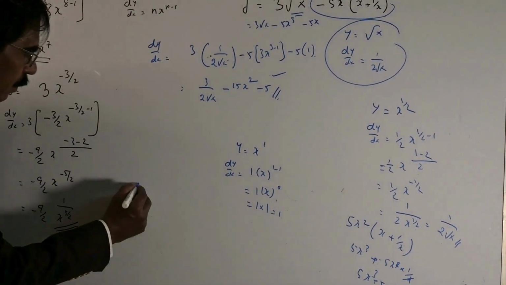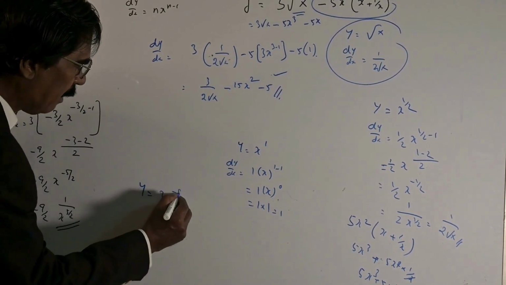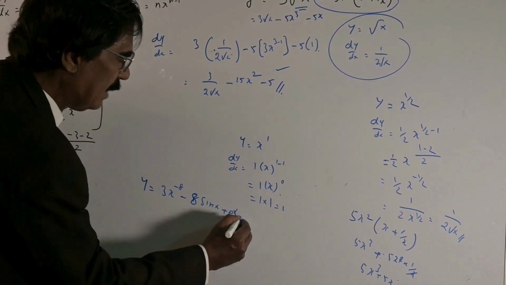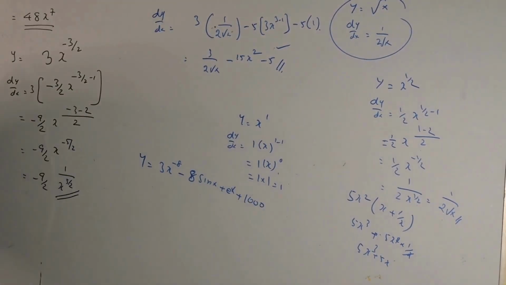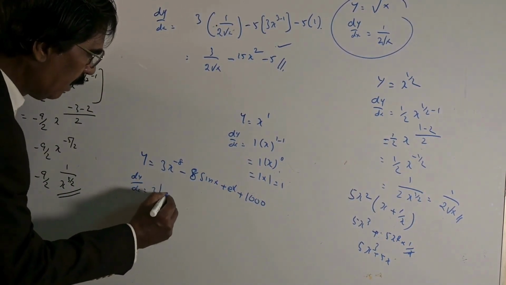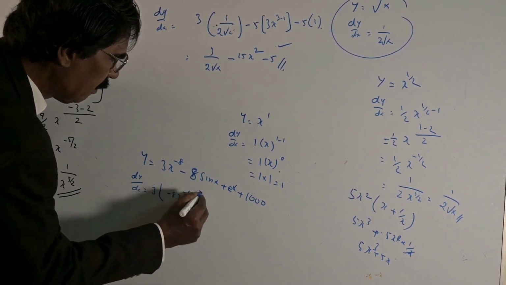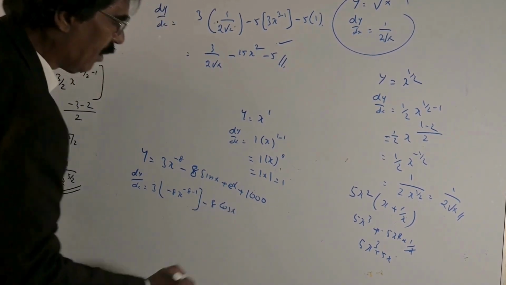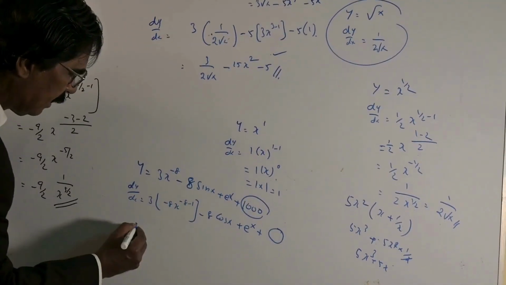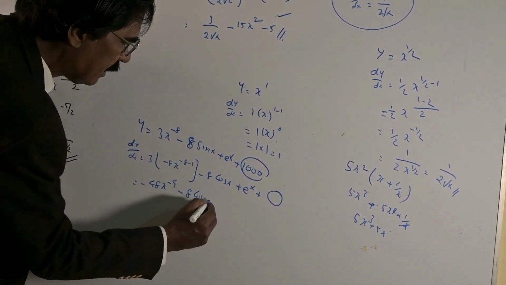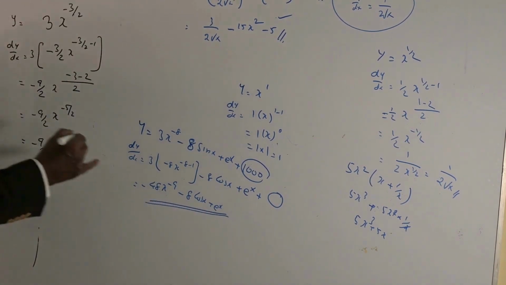See, one more. y is equal to 3x power minus 8 minus 8 sin x plus e power x plus some 1000. Now look, dy by dx: 3 into n into x power n minus 1, right? n into x power n minus 1. Minus 8, when you differentiate sin x, cos x. When you differentiate e power x, e power x. This is a number, a constant, 0. Now listen, minus 48 x raised to minus 9, minus 8 cos x plus e power x. Simple. I have differentiated.